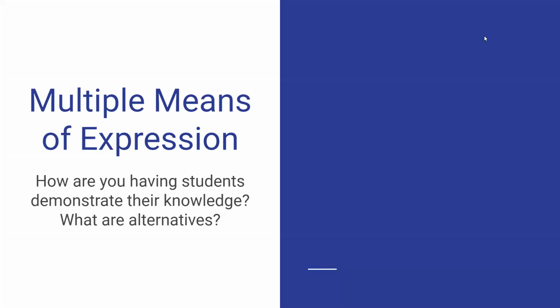Once we have students learning the material and we have them interacting with the material, we need to know if they are getting it and if we are doing our job and if we have hit mastery. So the big question in multiple means of expression is, how are we having students demonstrate their knowledge? Are we making that universal? Are we offering alternatives and opportunities for all students to be successful and provide their knowledge to us?